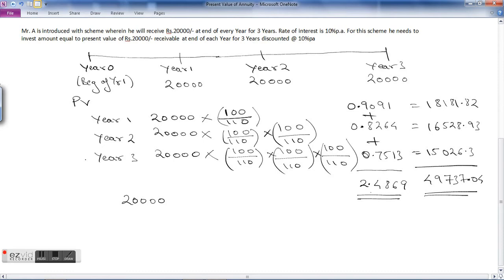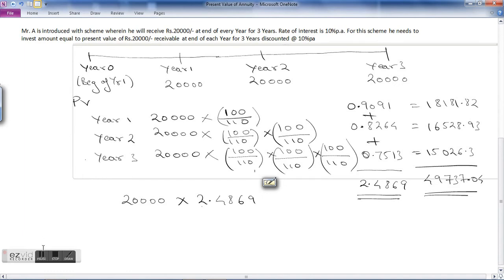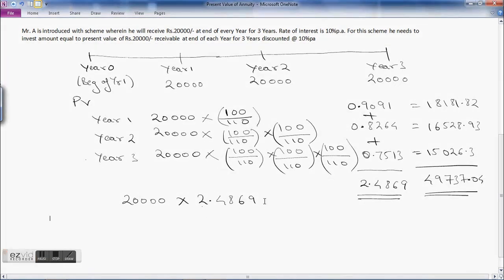2.4869. So instead of preparing an individual table for each year, what you can do is take the sum of this and directly multiply it with 20,000. If you do this, the amount that you will get is 49,738. There will be some rounding differences, that is fine. So this is how you calculate the present value of an annuity.